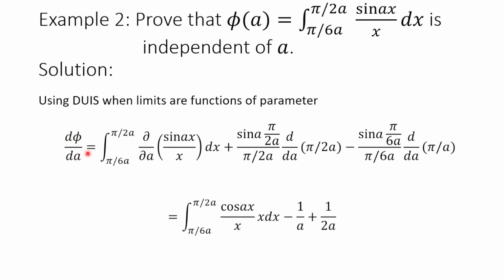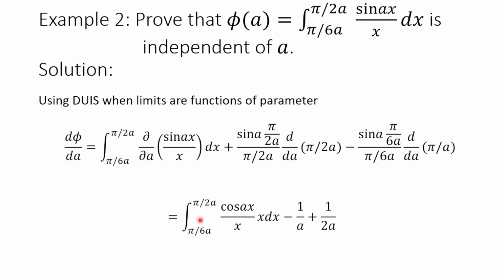So d phi by dA will be equal to, now just remember here our limits are functions of A. So the integral from pi by 6a to pi by 2a of del by del A of the integrand. What is your integrand? Sin ax upon x dx, plus function of upper limit comma parameter. Upper limit is pi by 2a, parameter is A. So it's sine of a times pi by 2a upon pi by 2a, d by dA of pi by 2a, minus sine of a times pi by 6a, lower limit, upon pi by 6a, d by dA of pi by 6a.